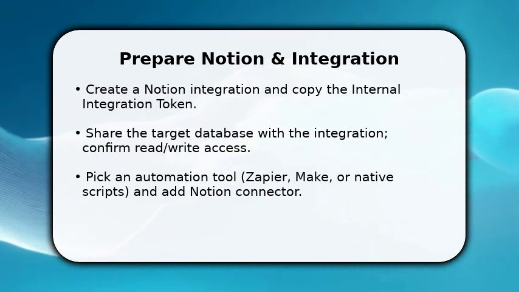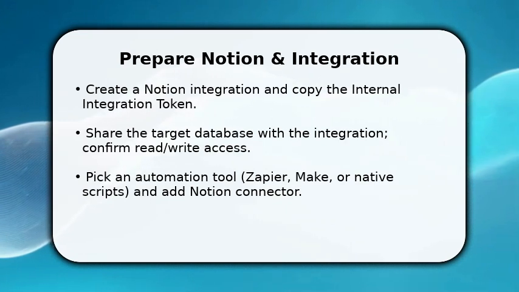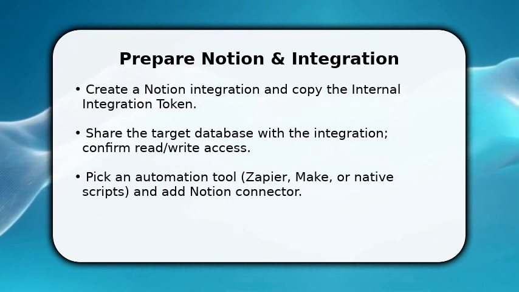Next, open your chosen automation tool and add Notion as a connector. Choose the trigger you want, like new row or property change. Make sure to use a small test database to avoid clutter while you build the first flow. These steps set permissions and a safe sandbox to work in.